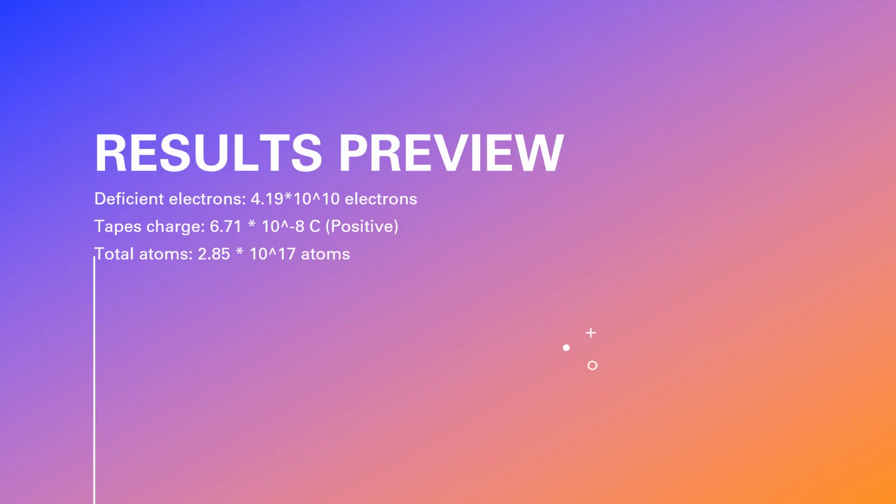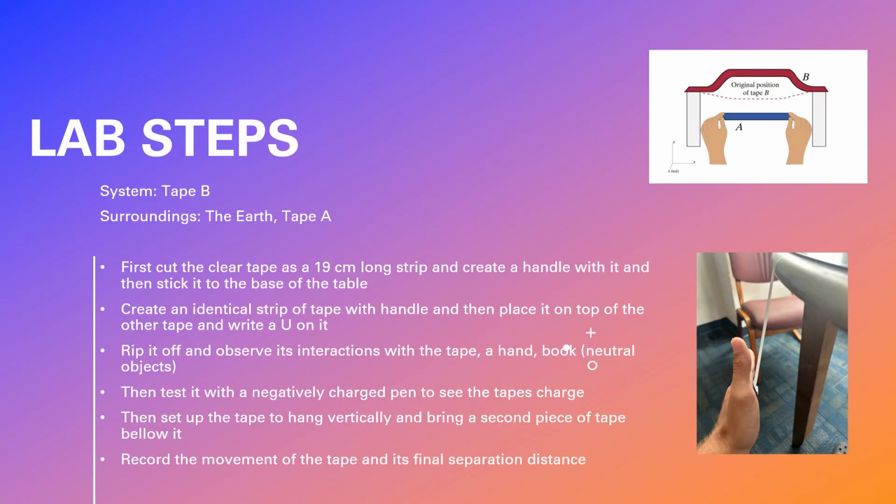A quick preview of the results. The deficient electrons was found to be 4.19 times 10 to the 10th electrons. The tape ended up being positively charged with a charge of 6.71 times 10 to the negative 8th coulombs, and the total atoms found on the tape was 2.85 times 10 to the 17th. So these were the overall steps of the lab.